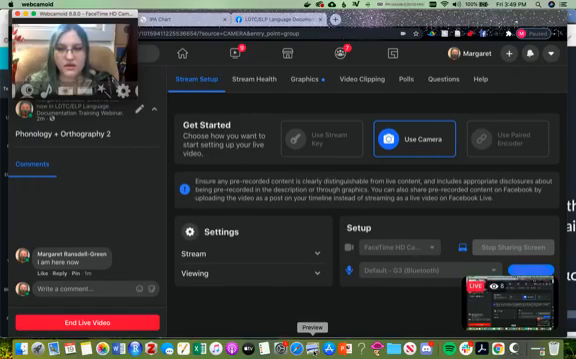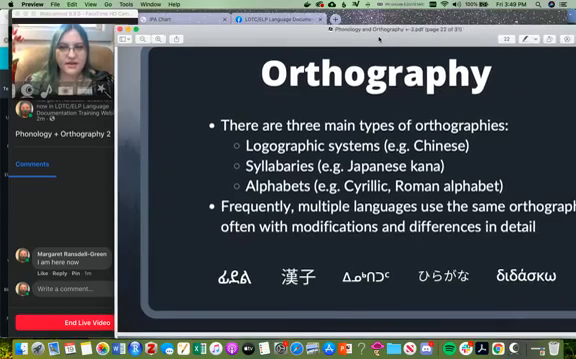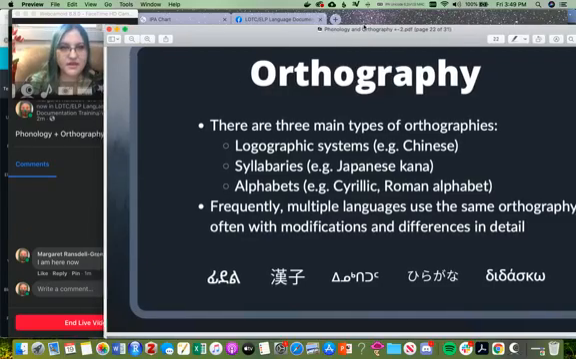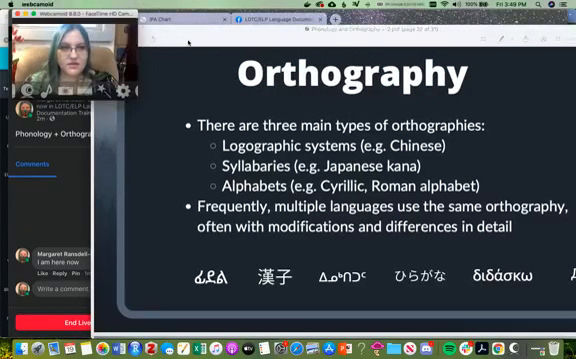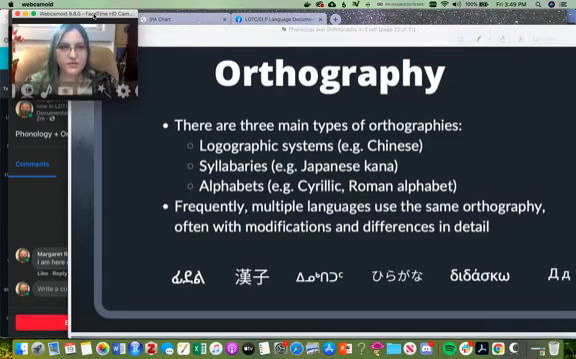So let me go back into the slides and try to get on with the orthography section if we can. So talking about orthography, different systems that are available out there that have been used. So we're going to talk about three main types of orthography: the logographic systems, the syllabaries, and the alphabet.